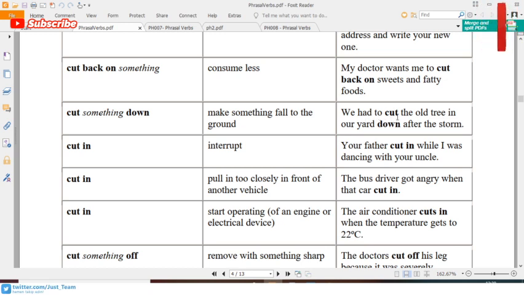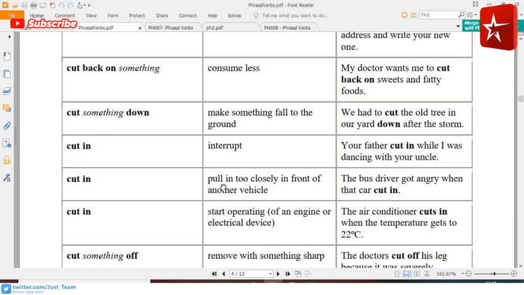We had to cut the old tree in our yard down after the storm. Cut in means interrupt. And your father cut in while I was dancing with your uncle.